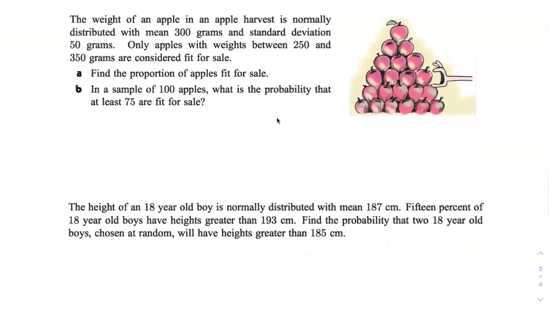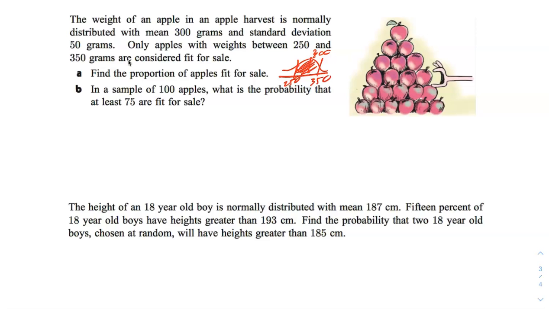Next one. The weight of an apple in an apple harvest is normally distributed with a mean of 300 and a standard deviation of 50. Only apples with weights between 250 and 350 are considered fit for sale. Find the proportion of apples that are fit for sale. So notice again how we have the mean and standard deviation, so this is not like a z problem. It just wants to know, what are the odds they are fit for sale? So what's between 250 and 350? Here's 300. It's between 250 and 350.